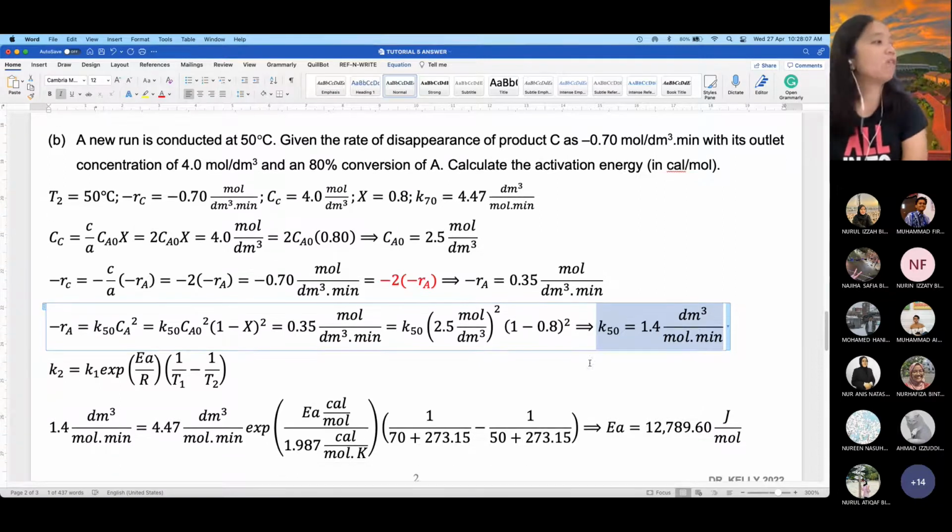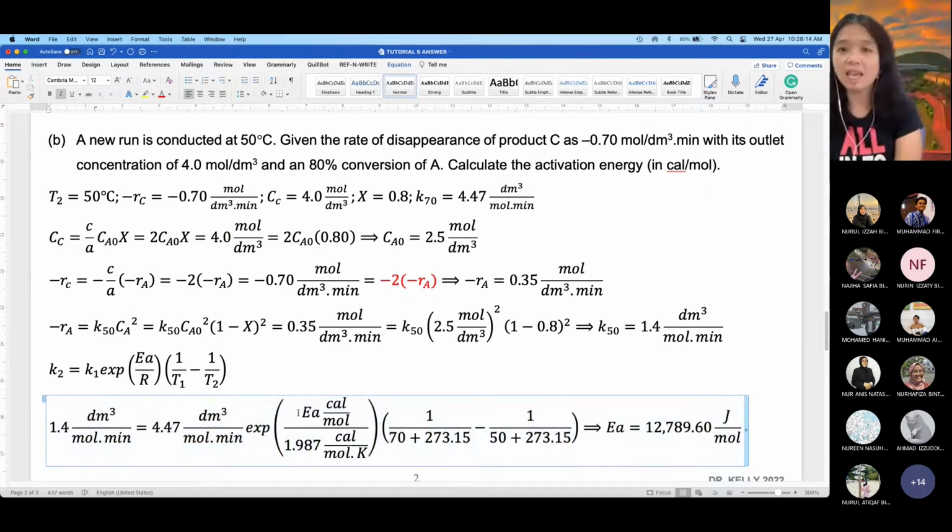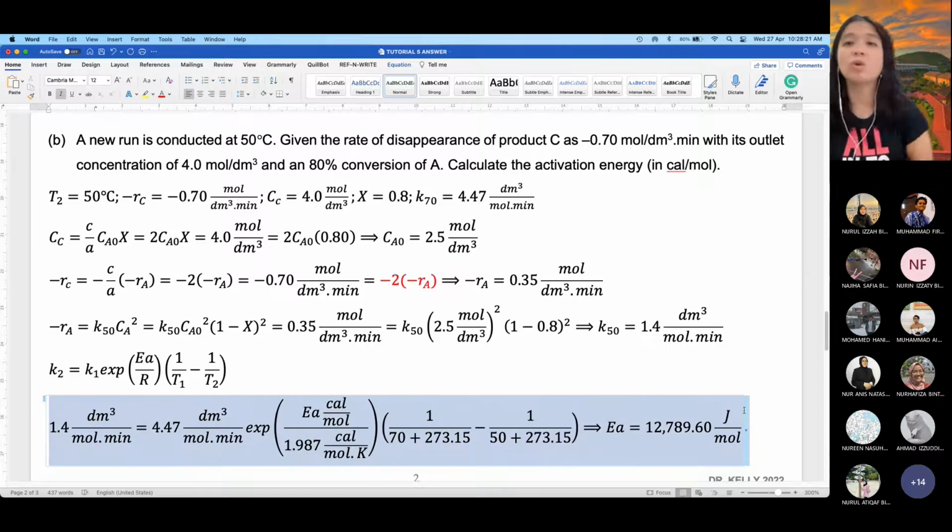Then only I can solve the Arrhenius equation, K1 T1, K2 T2, in order for me to get my EA, and you will get the answer as 12,789.60. So, combination K1, T1, K2, T2, kamu tak payah bimbang.